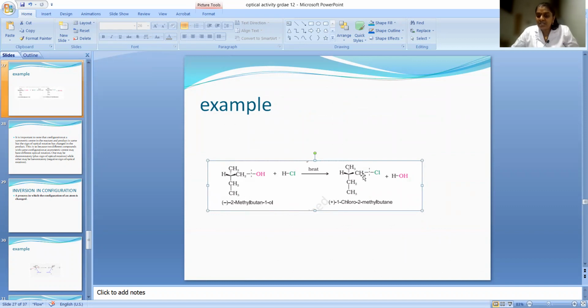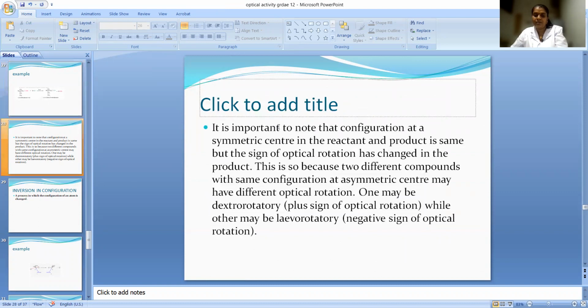The configuration is the same. Even a substance with the same configuration may have different rotation. That is why the sign is different. But the configuration is not changing because Cl is attaching in the same direction. That's the reason. So this is what is being explained here.